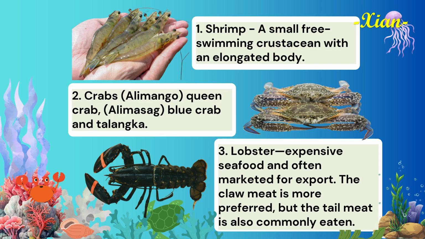Number 1 is shrimp. It is a small, free-swimming crustacean with a long body and a hard shell. It is one of the most popular types of seafood and is usually boiled, grilled, fried, or used in soups.